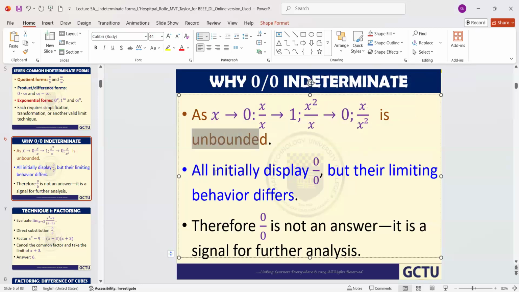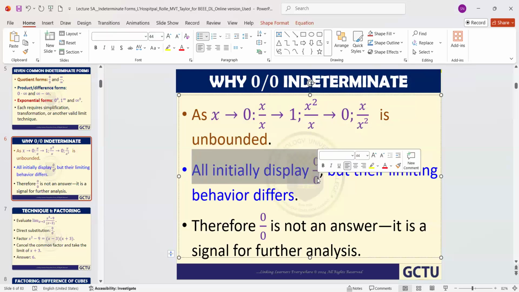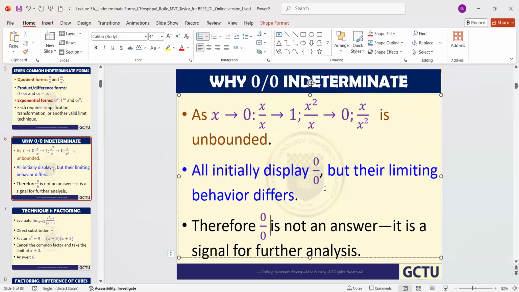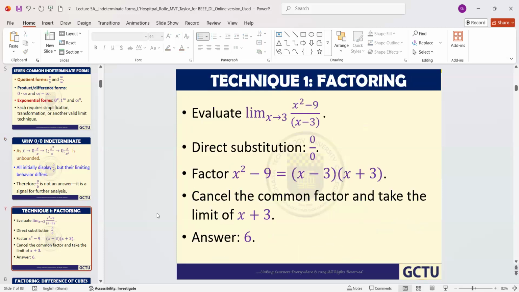So although they initially display 0 over 0, their limits' behavior differs. Sometimes when you get 0 over 0, the behavior of the function may not necessarily be the same. So 0 over 0 is not an answer. It is a signal for further analysis. Okay, so we have laid the foundation for why we must spend time to analyze this topic, indeterminate form. Don't be quick to jump to the conclusion that the answer is correct.